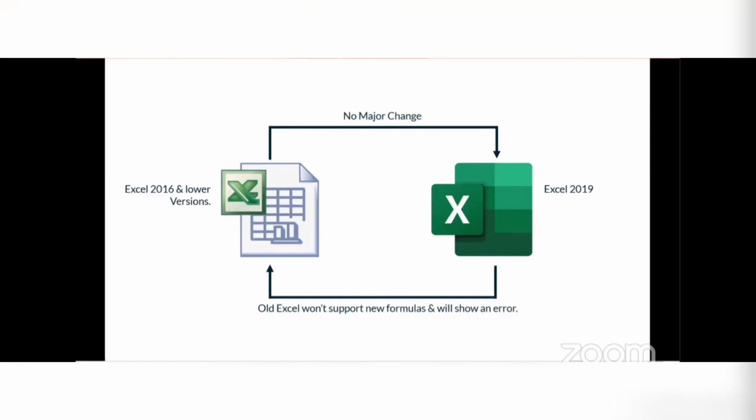But when it comes to the other way around, if you are using 19, make a file and share it with someone who is using Excel 16, then the old Excel won't support new formulas and will show you an error. If you are using new formulas, they won't be displayed in the old Excel. But anything that is old, your traditional formulas like sum, count, if, will work completely fine. Anything that is new in 19 will not be displayed in Excel 16 or older versions. That is just one thing you need to keep in mind, and that's about it when it comes to the compatibility between 16 and lower versions and Excel 2019.